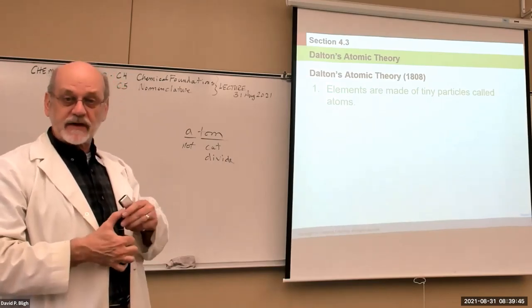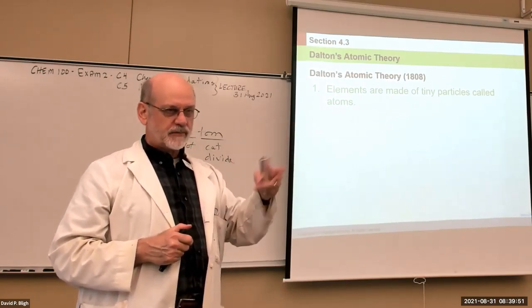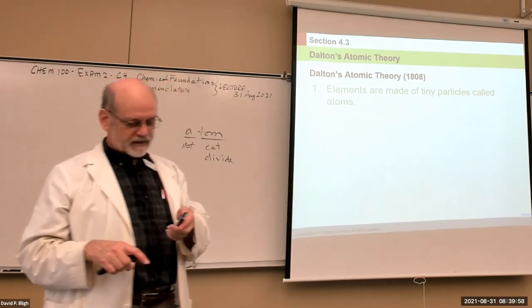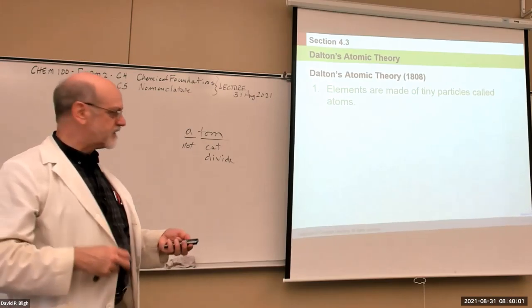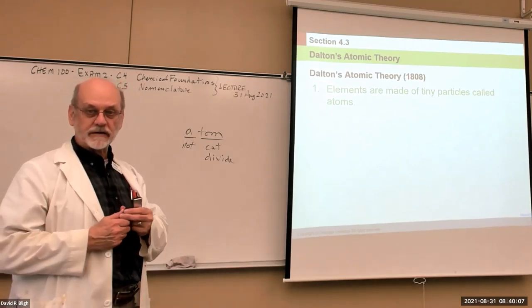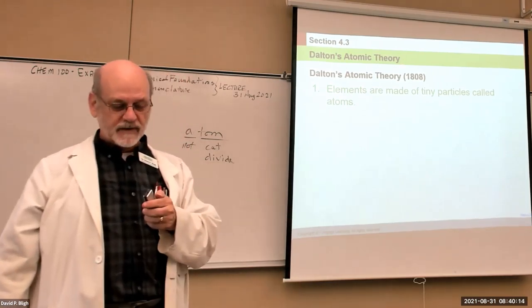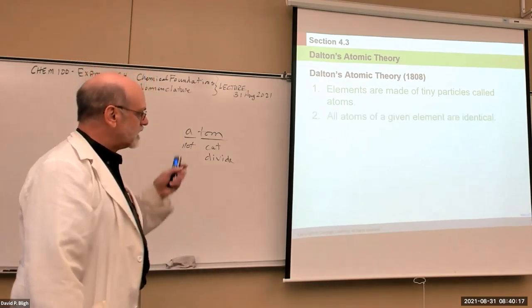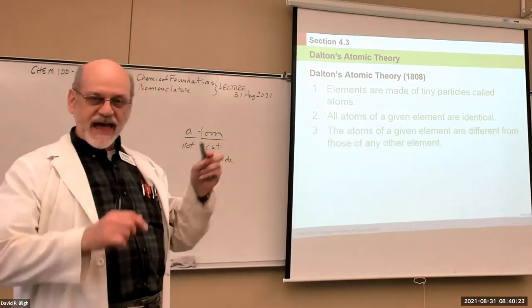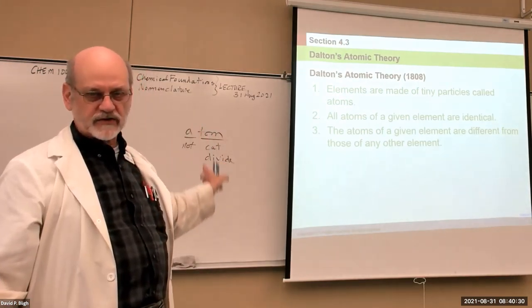The ancient Greeks believed that everything was made of the same atom. And that got them into trouble because they couldn't explain how you get different pure substances or different compounds from the same atom. So they had to invent stuff. But eventually this idea trickled down to the early 19th century and Dalton hit upon it. And what he said was that the elements were indeed made of tiny particles called atoms, but he went one step further. He said all the atoms of a given element are identical, but the atoms of one element are different than the atoms of other elements. That solved that whole problem that the ancient Greeks had.